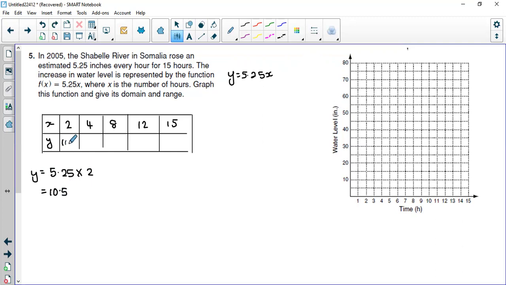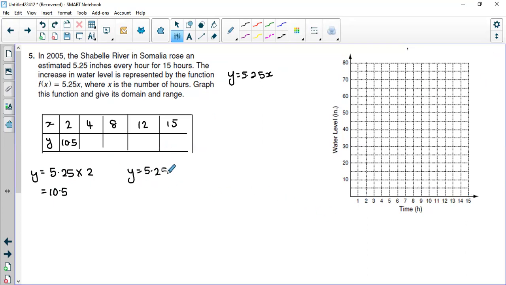Alright, so write 10.5, and then 4. Now it's not necessary you choose the same numbers as me. You can choose any numbers in the domain, but then your answers will differ. Here in the table the answers will differ, but the line is going to be the same.